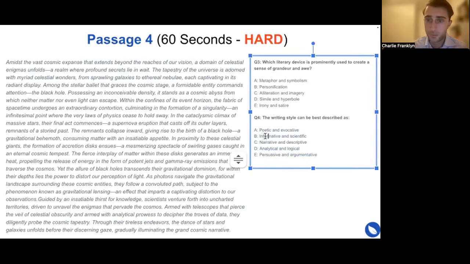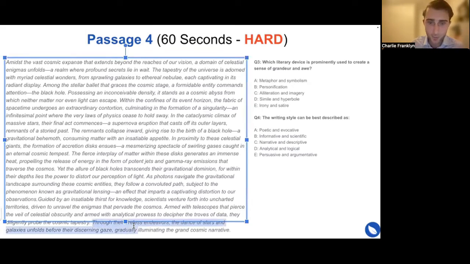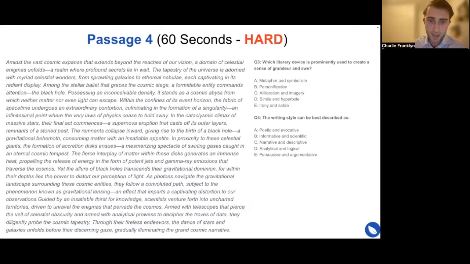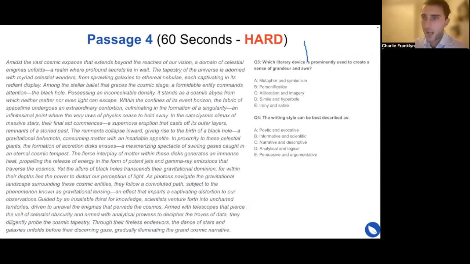You can probably rule out really all of them, because there's something a bit different about this writing, in that it's not just an essay, it's not just a very factual piece. It has a bit more vibrancy and creativity to it. For example, in this last sentence, through the tireless endeavors, the dance of stars and galaxies unfolds before their discerning gaze, gradually illuminating the grand cosmic narrative. So narrative was potentially an option, but narrative wasn't really the piece in this one. Looks like we've got someone annotating on the screen, so we might just leave that for now.